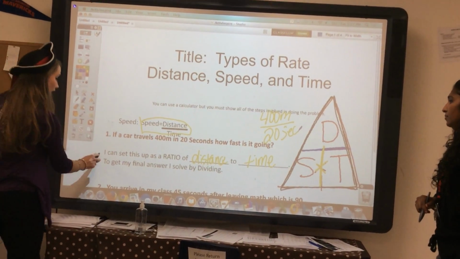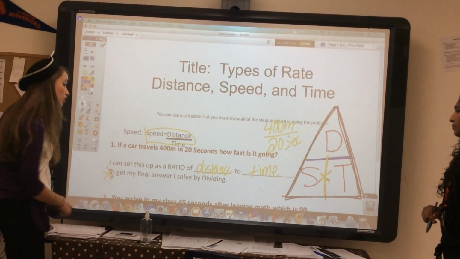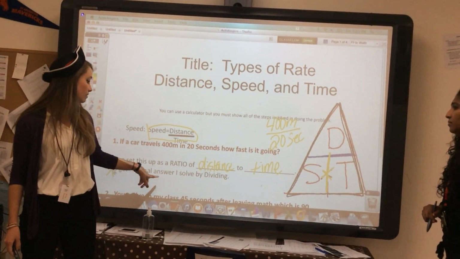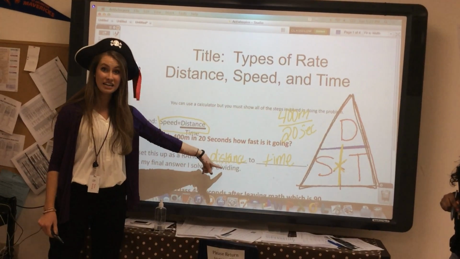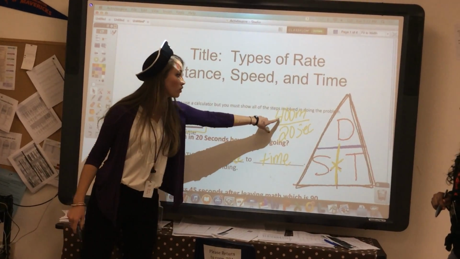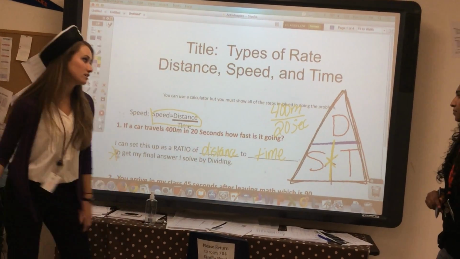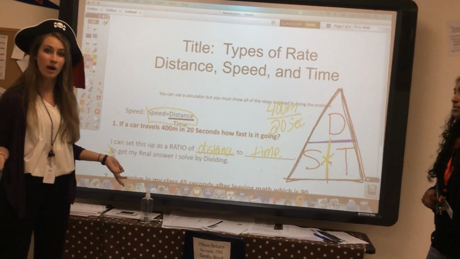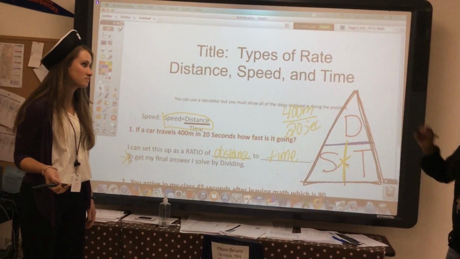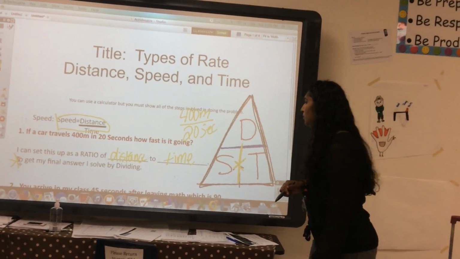Now, to get your final answer, all you have to do is solve by dividing. Just like it says here, 400 meters could also read as divided by 20 seconds. So we're just going to set that up as a division problem. Remember, you can use a calculator, but you must show all of your steps.